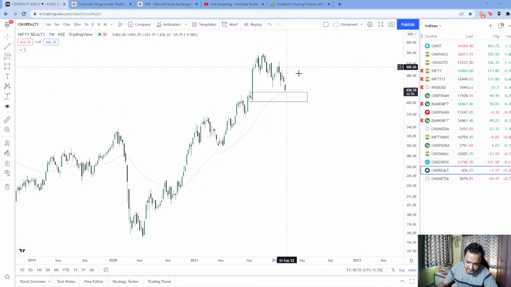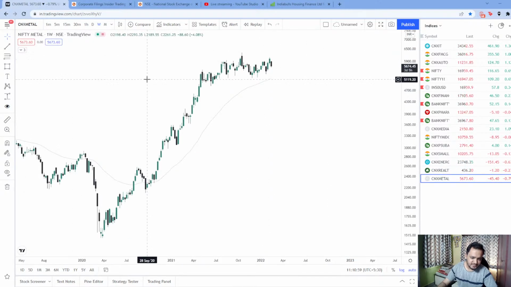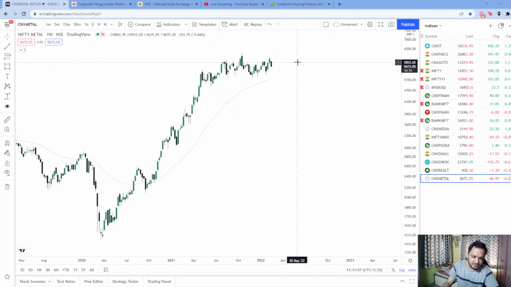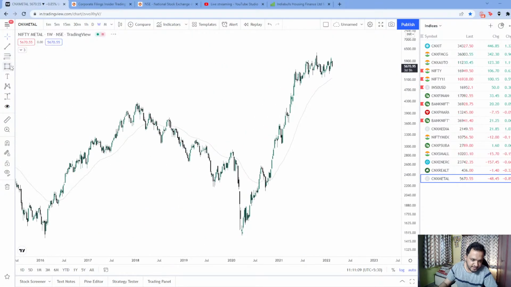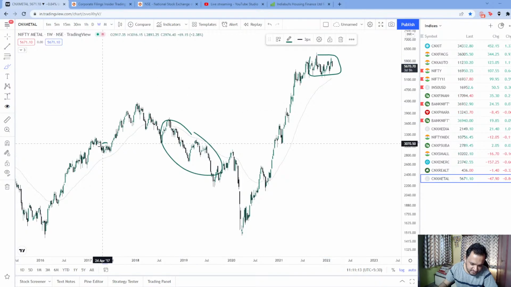So we might see some kind of a pause in the market now. Metal is also very strong. So there is no structural breakdown in the market. This is what I'm trying to come at. There is no structural breakdown in the market. You don't have to worry about anything, right? We're not entering a phase like this. This is actually just this.